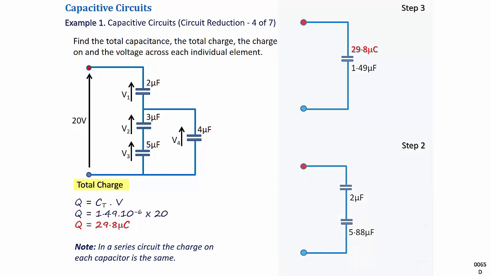Looking back at the equivalent circuit obtained in step 2, if the charge on the 1.49 microfarad capacitor was 29.8 microcoulomb, then this will also be the charge on the 2 microfarad and the 5.88 microfarad capacitors, as in a series circuit the charge on each capacitor is the same.